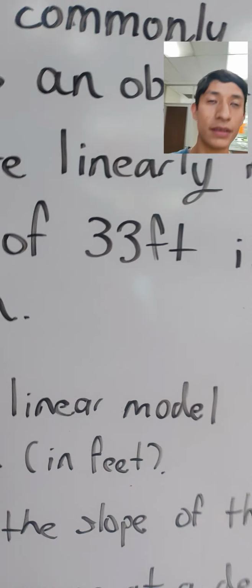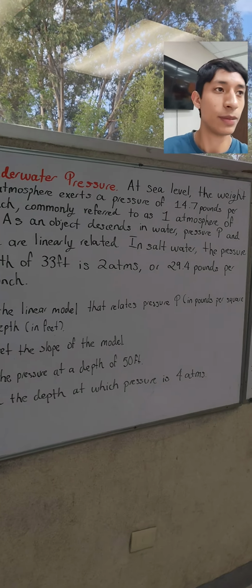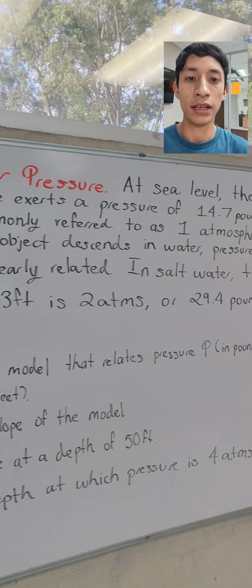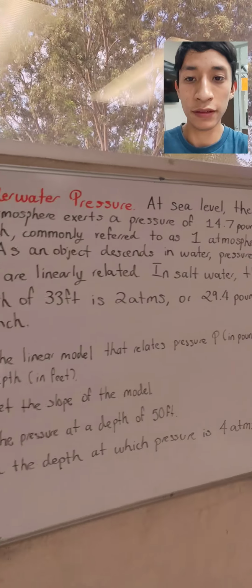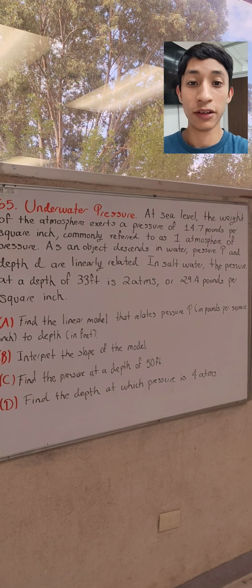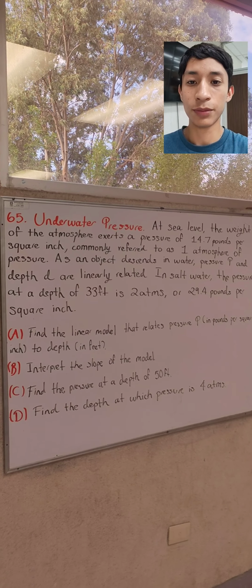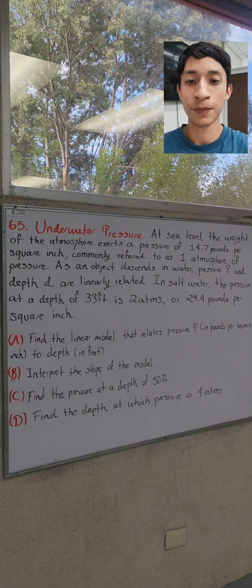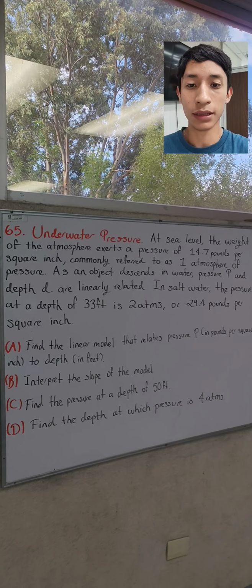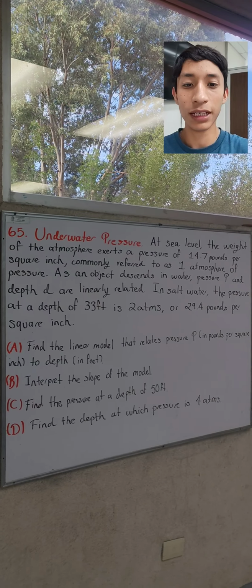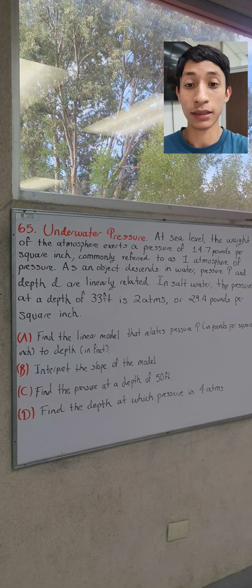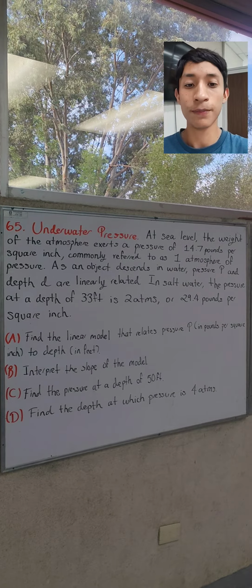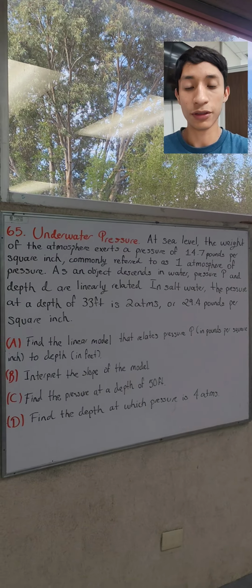The problem that I've selected in order to solve the first part of this exam is this one. 65. Underwater pressure. At sea level, the weight of the atmosphere exerts a pressure of 14.7 pounds per square inch, commonly referred to as one atmosphere of pressure. As an object descends in water, pressure P and depth D are linearly related. In salt water, the pressure at a depth of 33 feet is 2 atms, or 29.4 pounds per square inch.